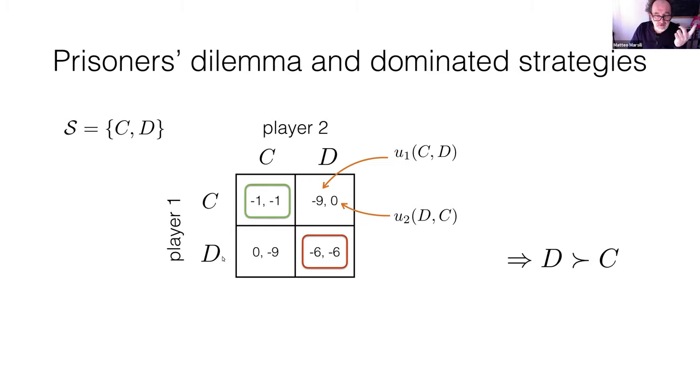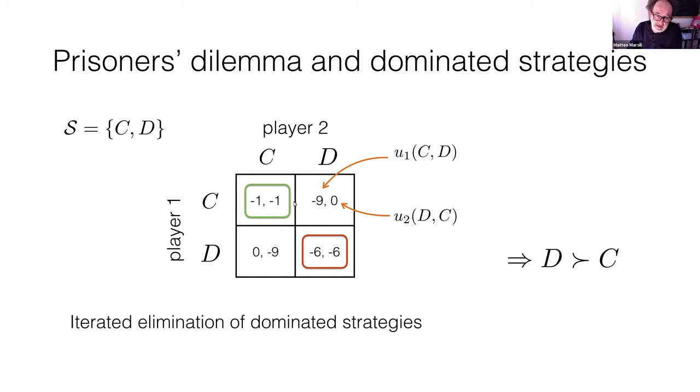And what if player one defects? Then if player two cooperates, he would get minus nine. And if he defects, he would get minus six, okay? So whatever player one does, player two will be better off by defecting. And the same is true for player one. So the outcome is that, in spite of the fact that the cooperative outcome would be the best for both of the players, because they are rational, they will end up in this situation, okay?